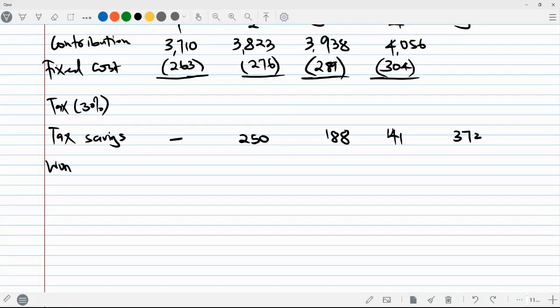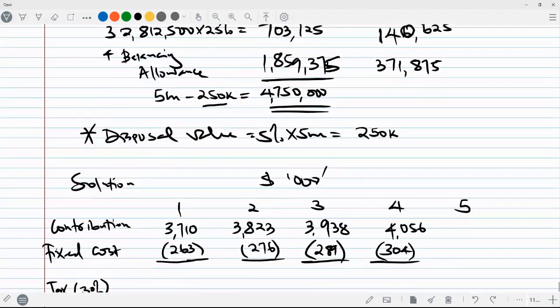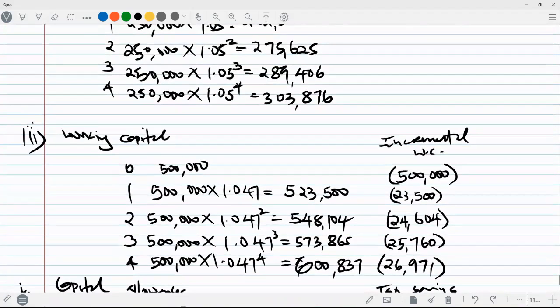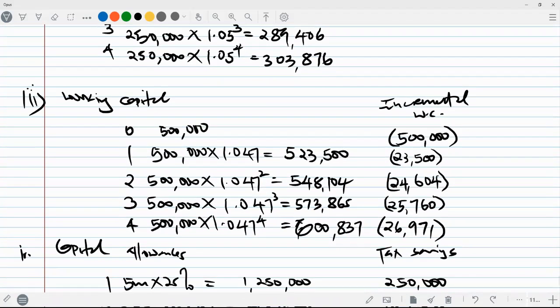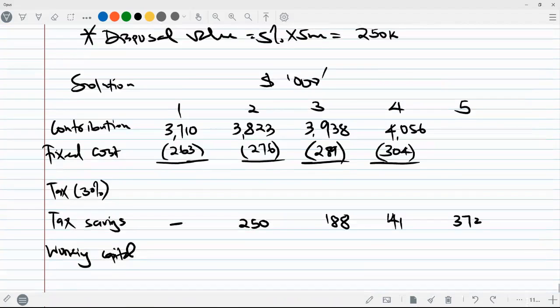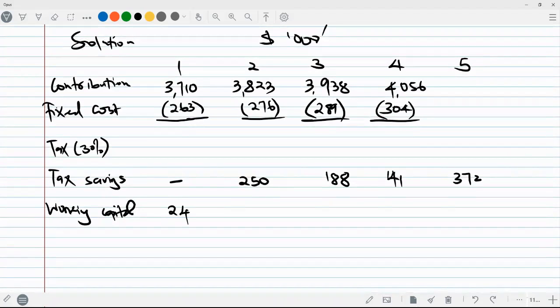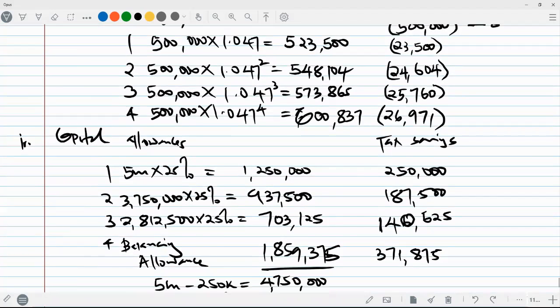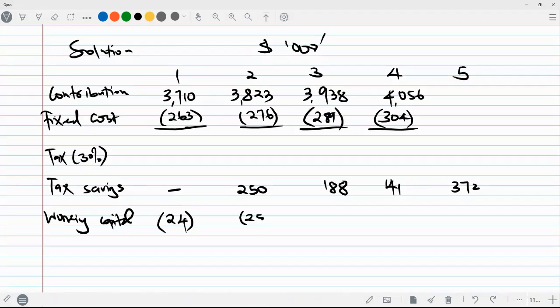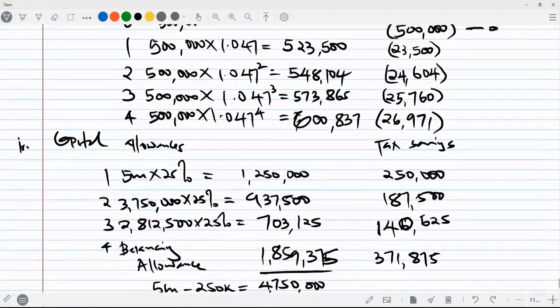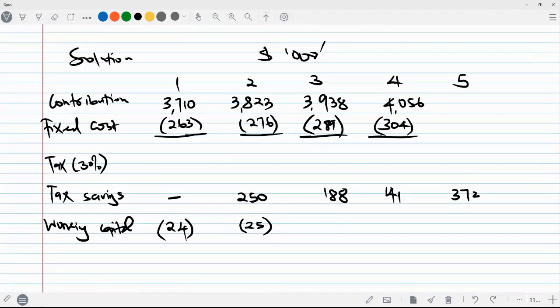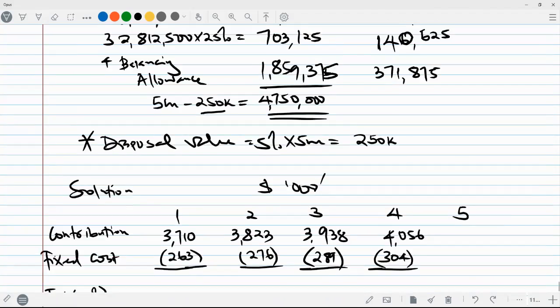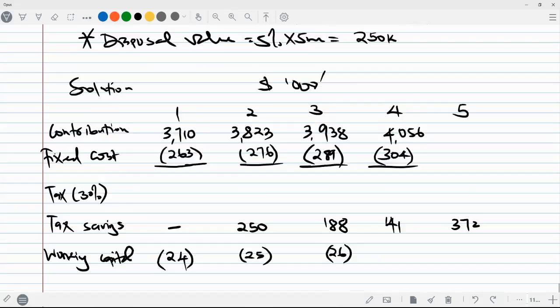Then you have working capital. Working capital, we begin from year 1. Working capital is this, it is here. Year 1 is 24. Be careful by the way, this is not year 1, this is year 0. So in your workings, you have to be very careful, otherwise that's going to end up as the wrong answer. So year 1 is 24, cash outflow. Year 2 is 25. Year 3, 26. Year 4, 27.